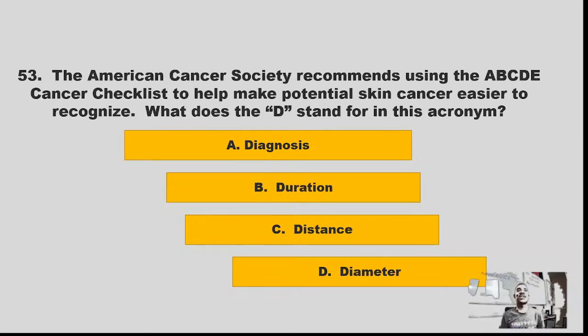The American Cancer Society recommends using the ABCDE cancer checklist to help make potential skin cancer easier to recognize. So what does the D stand for in this acronym? So would you say that it is diagnosis, duration, distance, or diameter? Is it A, B, C, or D? What does the D stand for in this acronym?